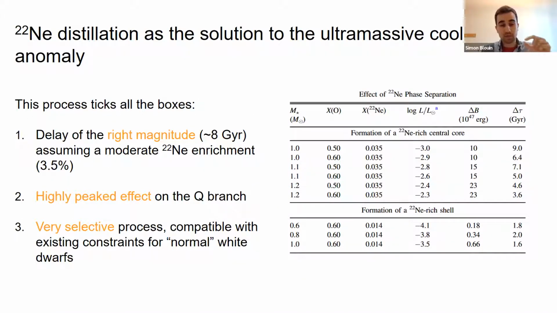And in the observation, it's very clear that this missing delay is happening over a narrow range of luminosities, which we are providing here. And it's not clear that simple gravitational settling can do the same. And finally, the third aspect, which I've just discussed, is that it's a very selective process. So we can add this new physics to cooling models without completely changing our understanding of the cooling of normal white dwarfs, which is a good thing because we know that our cooling models are not that bad for most white dwarfs.